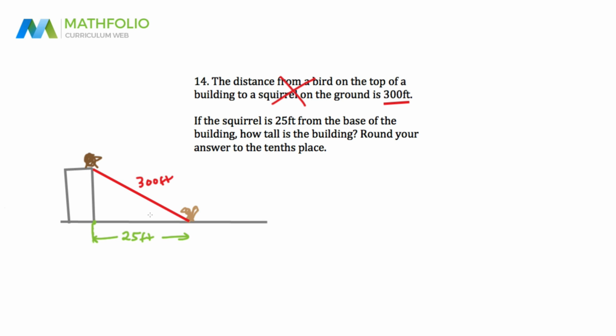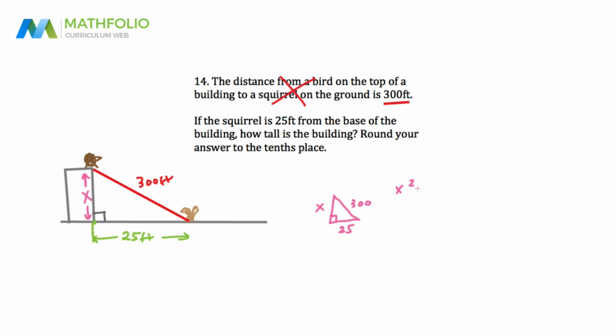Also, at this point, we could label that this building is 90 degrees to the ground, or at least it should be. And then it says, how tall is the building? So I'm going to do this in pink. It's talking about this distance here from the ground up. So effectively, if we take out the awesome pictures of the bird and the squirrel and the building, what we're really dealing with is a right triangle. Tidy this up a little. What we're really dealing with is a right triangle where we're trying to find one of the legs. We're given 25 and we're given 300.